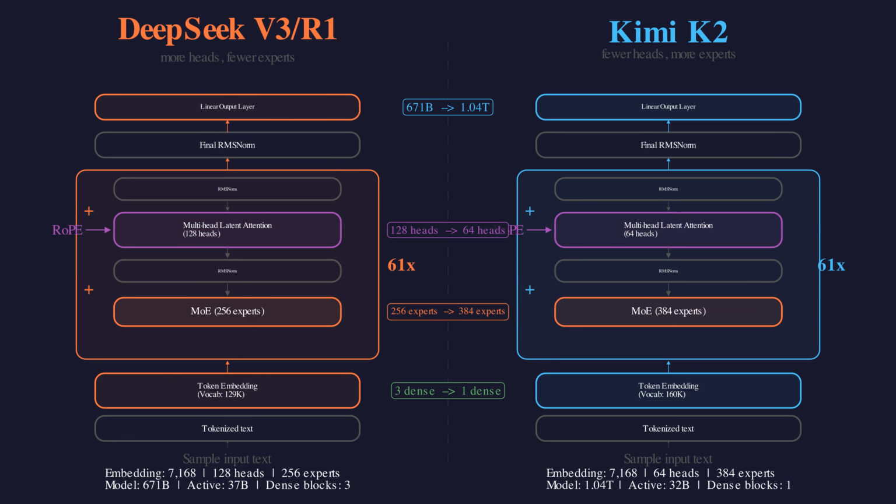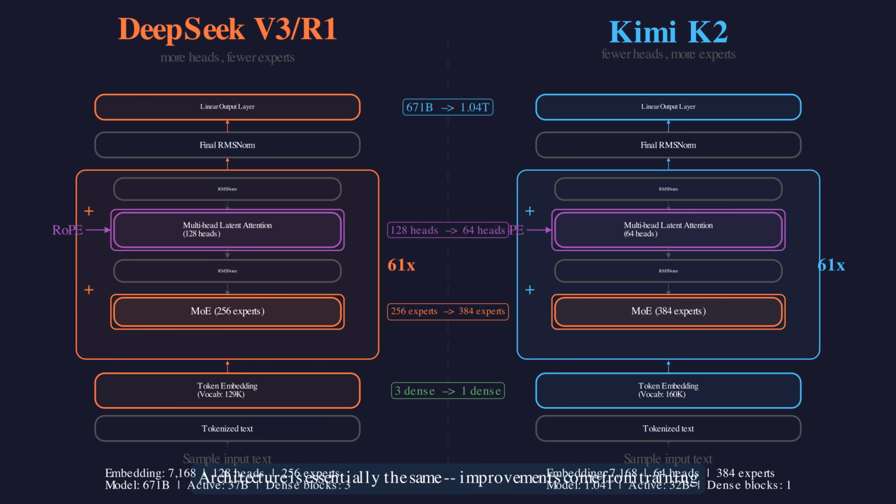Now look at Kimi K2.5. It's bigger overall at 1.04 trillion parameters, but it actually uses fewer attention heads, just 64, which is exactly half. It compensates with more experts, 384 of them, which is 50% more than DeepSeek. It activates slightly less per token at 32 billion, and only the very first block runs dense before switching to experts. So when you zoom out, the changes are architectural nudges, not a redesign.